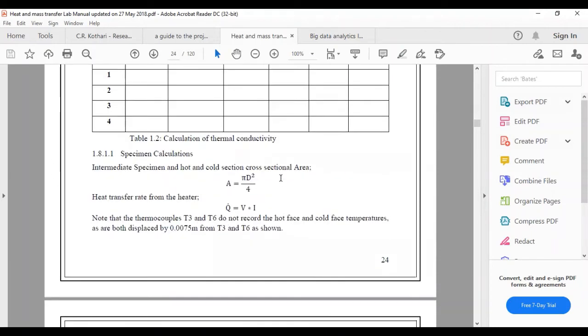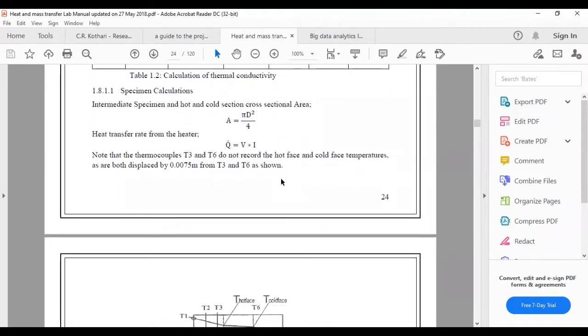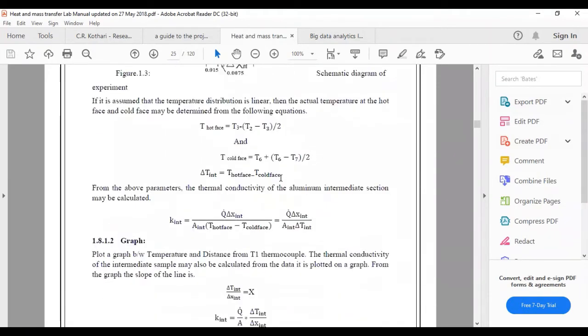And now finally we will measure the value of this K by using this formula. We have the value of Q, delta X, area, and this delta T. We will put all of these values. We will get the value of thermal conductivity.